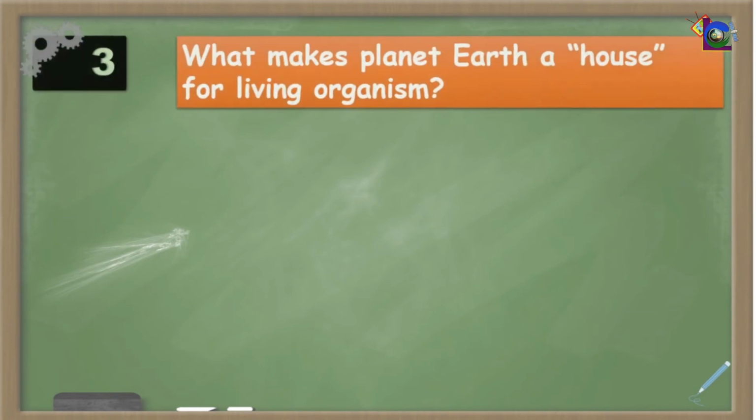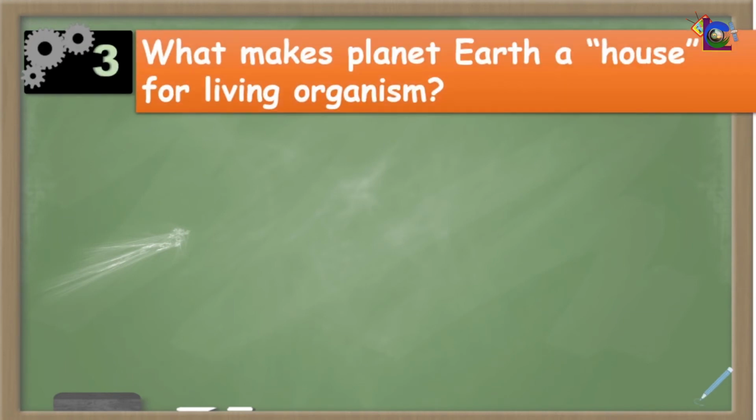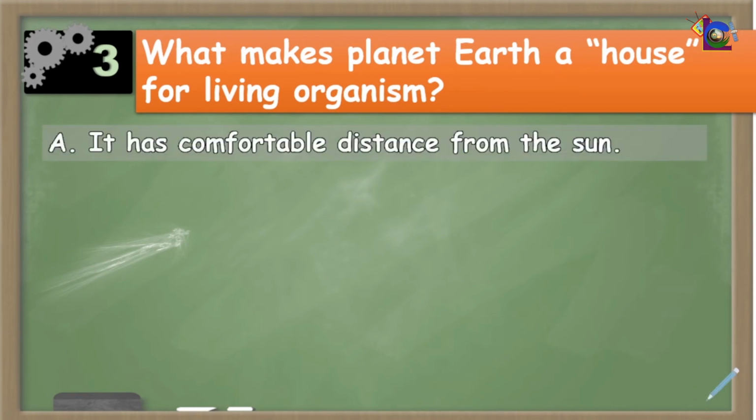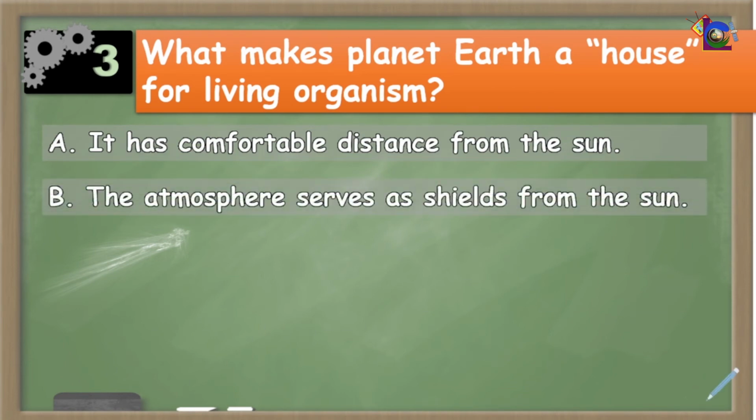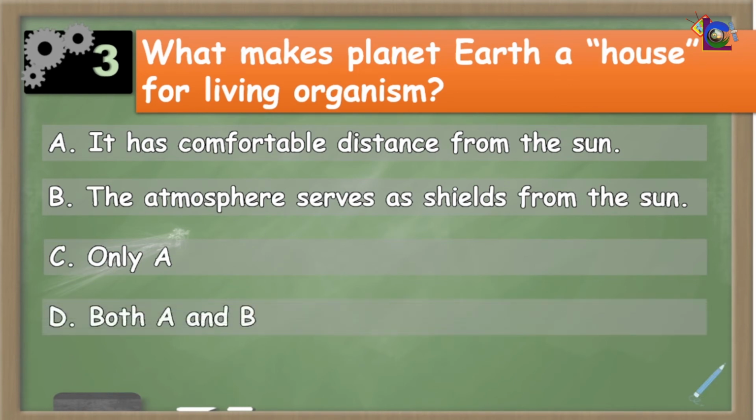Question number 3. What makes the planet Earth a house for living organisms? Is it A, it has a comfortable distance from the sun? B, the atmosphere serves as a shield from the sun? C, only A? Or letter D, both A and B? The correct answer is letter D.